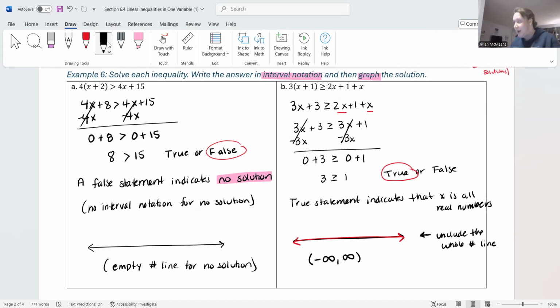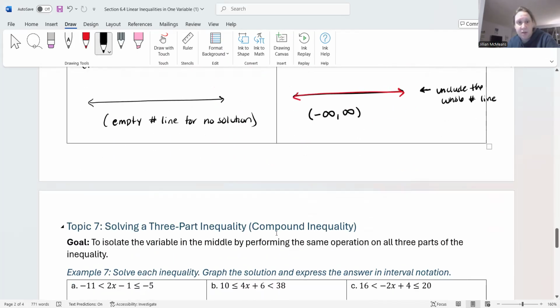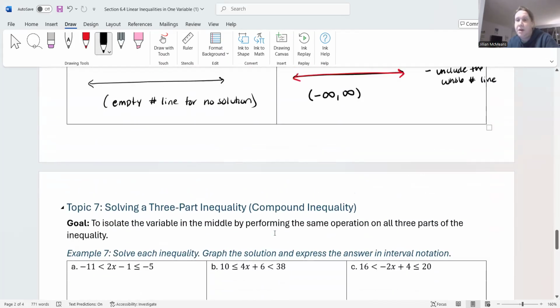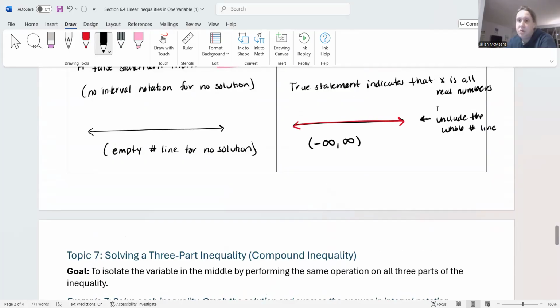So there you have it. Those are the inequalities with the weird solutions. And I think last up is just an application maybe. Ooh, no, I forgot. We've got 3-part inequalities and then an application. So 2 more videos and then we're done with another super long section.